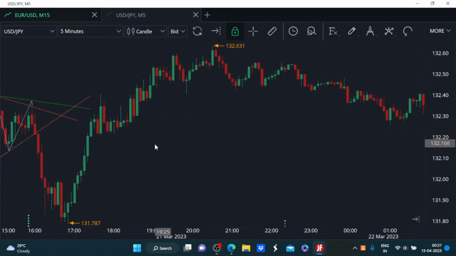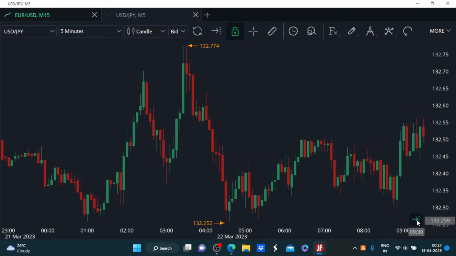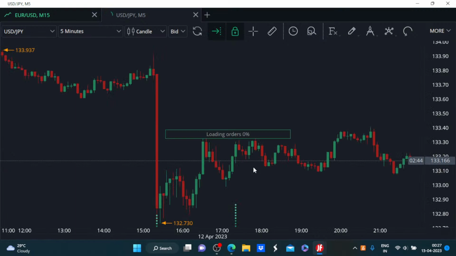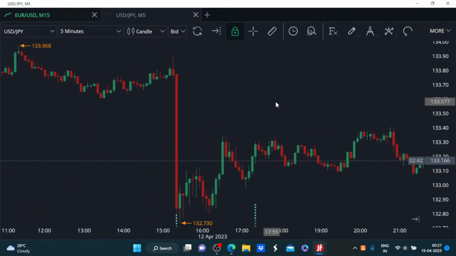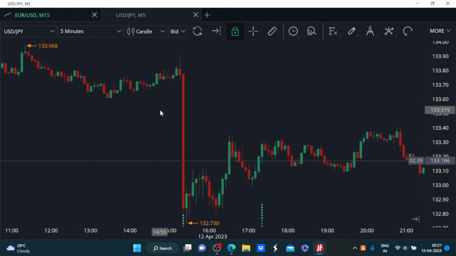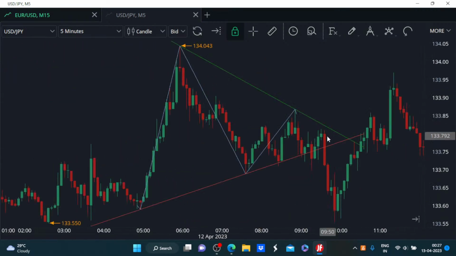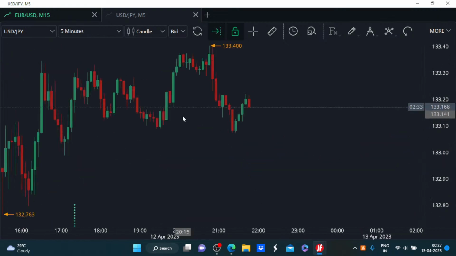Okay, so here we had this 5 minute chart, and let's see what happened after this sharp spike which took place after the release of US CPI. After that, even on the lower time frames, we haven't seen any triangle pattern shaping up.